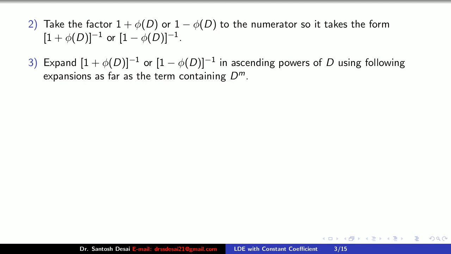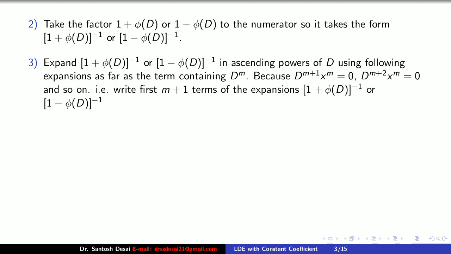So in this way, or in short, you can remember that we write the first m plus one terms of the expansion 1 plus phi of D raised to minus 1 or 1 minus phi of D raised to minus 1. Now this is very simple to remember also.